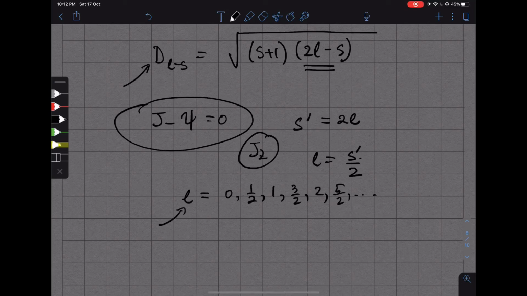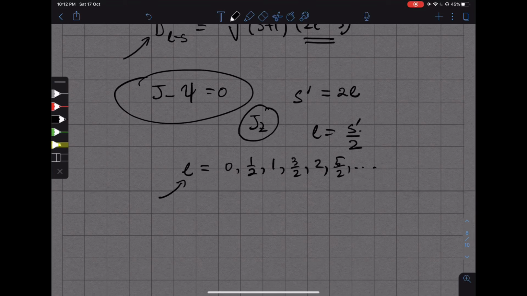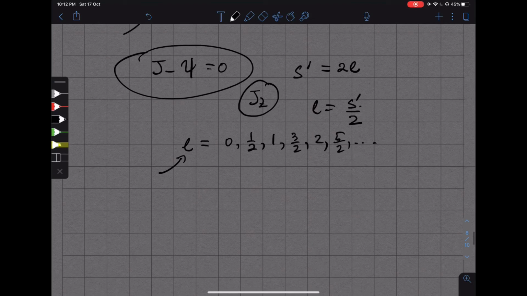So L cannot have arbitrary value. The highest value of Jz must be a positive integer, or half of a positive integer. So these are the possible values of L. So this implies that the eigenvalues of Jz are either positive multiples of half or negative multiples of half.